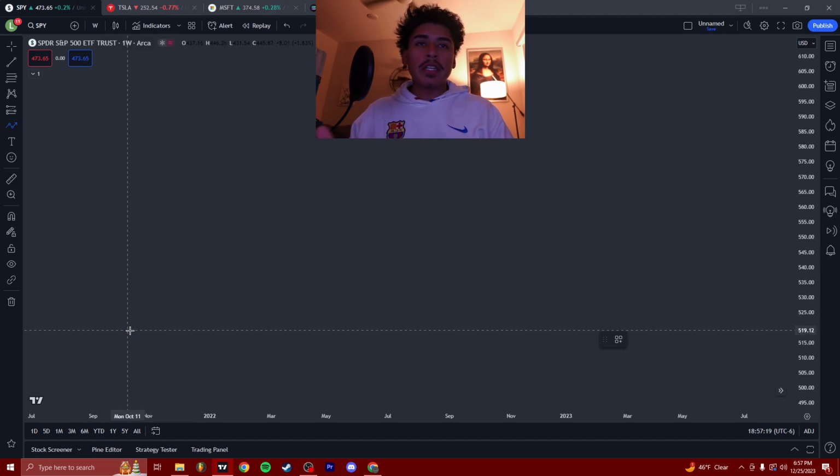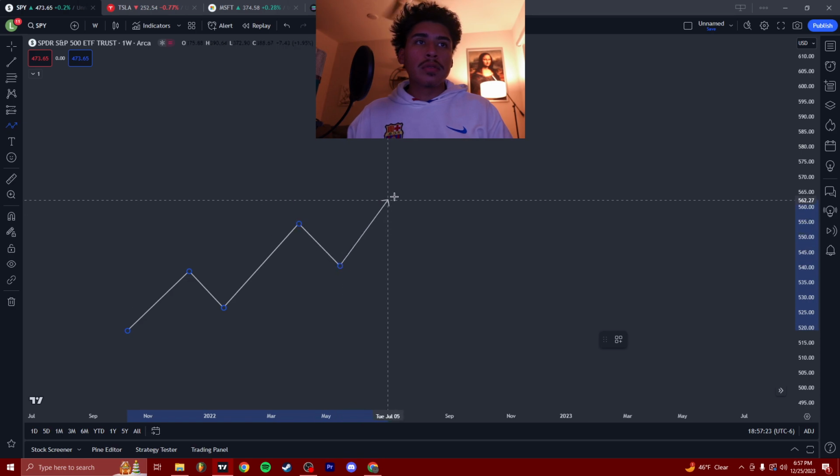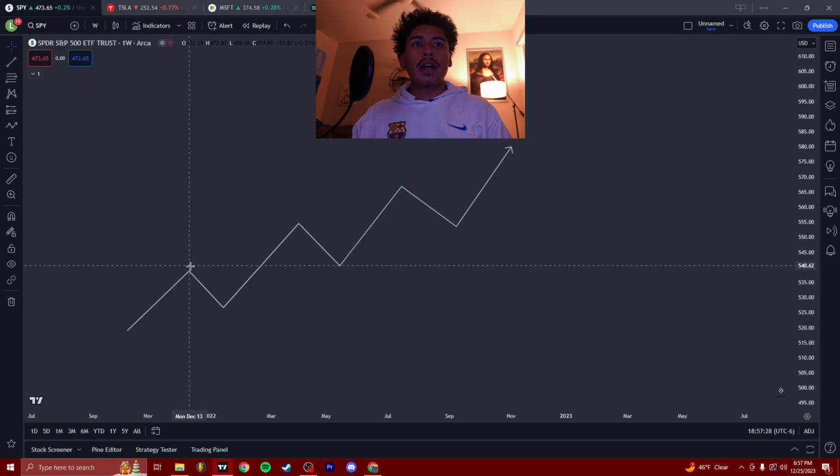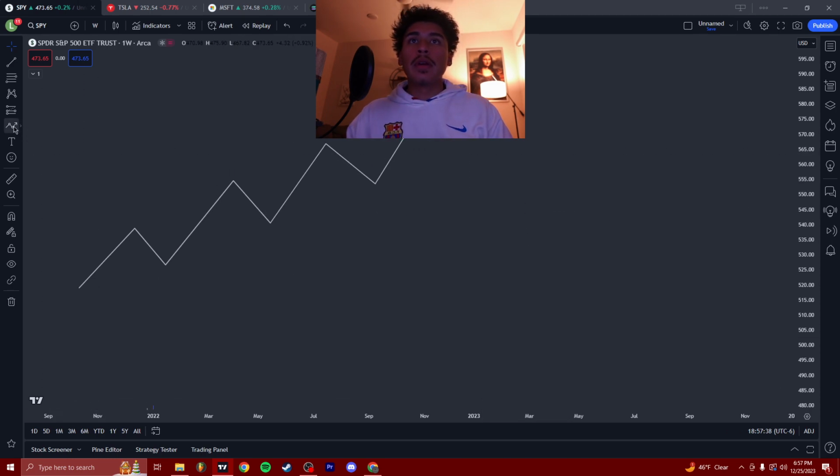So an uptrend by definition is higher highs and higher lows. When we're creating higher highs and higher lows, we have a higher high every time, and then we have higher lows every time. So this low is higher than the previous low, this high is higher than the previous high, right? And what is a downtrend?